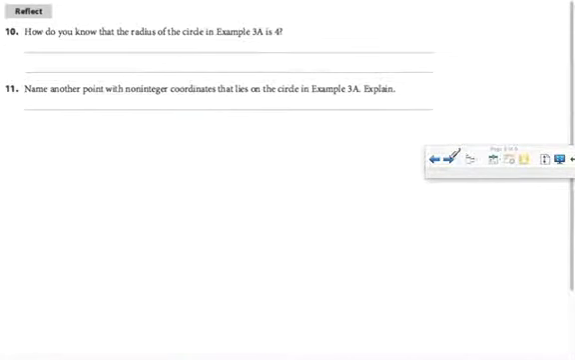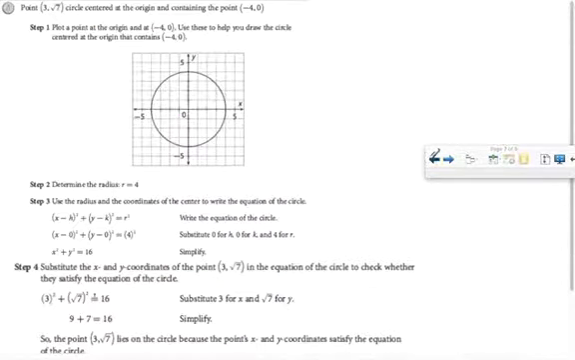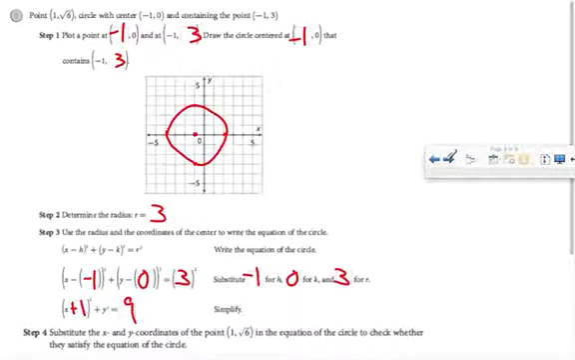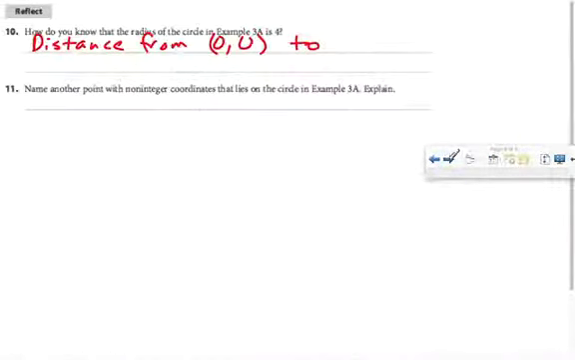How did we know that the radius of the circle in example 3a is 4? Because the distance from (0, 0) to (-4, 0) is 4.